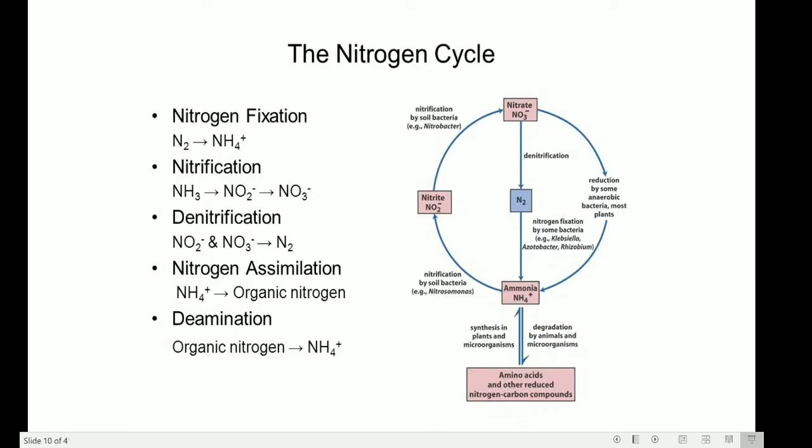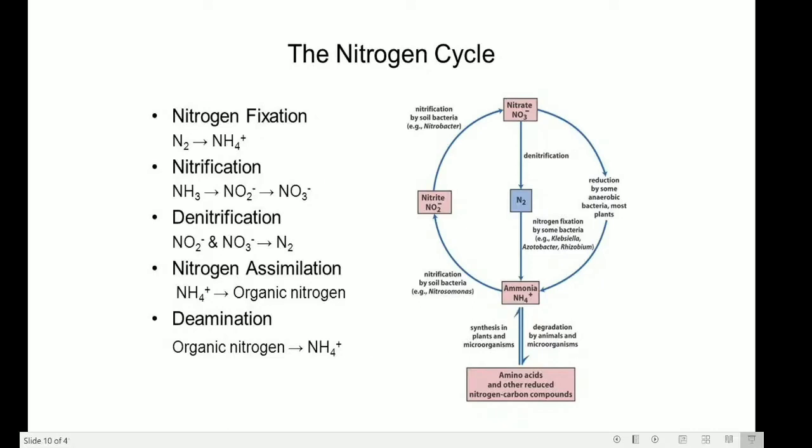Each and every step does many things. But this amino acid conversion is very, very important. It's deamination. In the newly produced protein, the protein in the plant has amino acids. Deamination means that the amino acids are dissolved and separated, and the amino acids produce the organic nitrogen. That organic nitrogen is the final product.